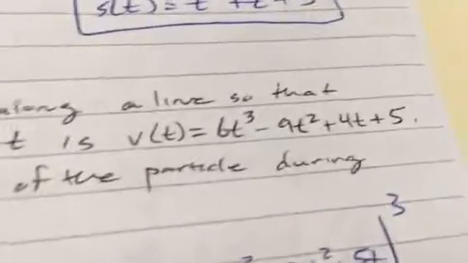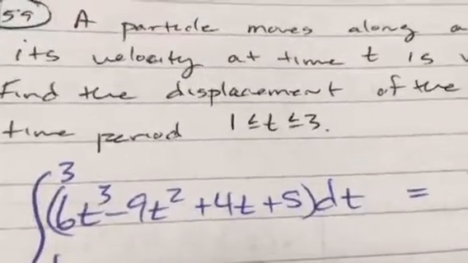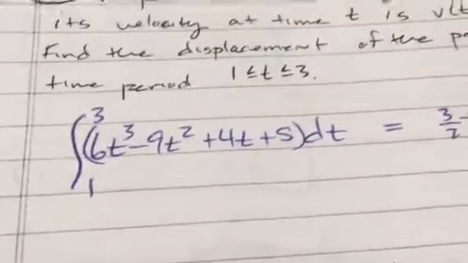Particle moves along a line so that at time t, that's the velocity equation. Find the displacement over time period 1 to 3. It's just the antiderivative. You're going to integrate from 1 to 3, that antiderivative there. And that's some number. Good luck.